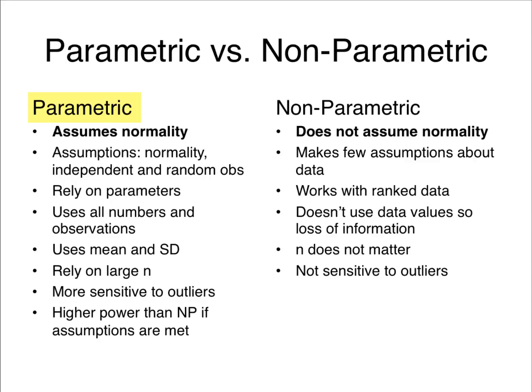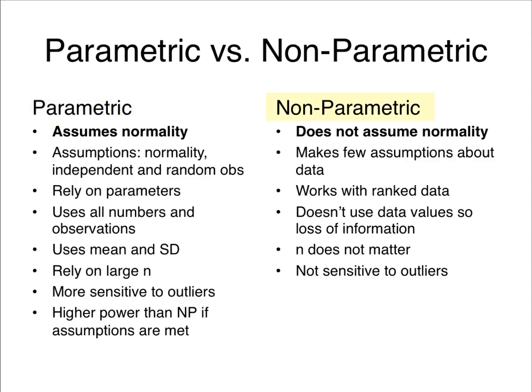Parametric methods rely on parameters, which means that they generally use means and standard deviations, and they make full use of the available data. They use all the numbers and observations available, which is a big strength. And another important strength is that they have higher power than non-parametric methods if the assumptions are met, meaning they are better able to detect a false null hypothesis. So parametric methods are generally preferable to non-parametric methods if the data meets the assumptions. But some weaknesses are that they are sensitive to the effects of outliers and rely on more assumptions than non-parametric methods.